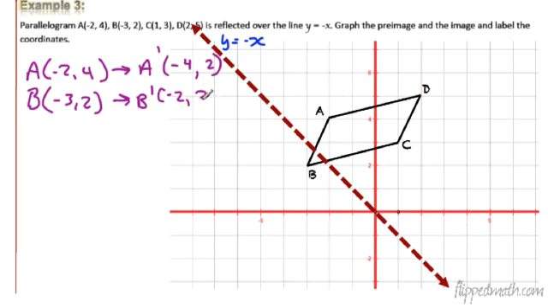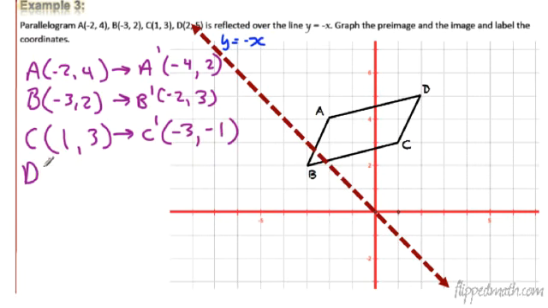Negative 2, positive 3. Oh, maybe this way is easier for you. 1, 3 is going to go to negative 3, negative 1. All right, how about D? 2, 5 goes to, ta-da, negative 5, negative 2. All right, now let's write down what our rule is so we know what we did there.